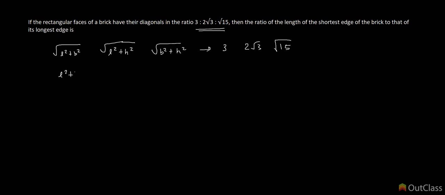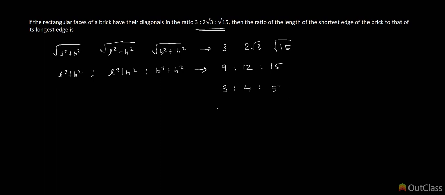So L square plus B square, L square plus H square, and B square plus H square are in the ratio 9 is to 12 is to 15. Let's simplify this to 3 is to 4 is to 5. The question is, how can we get L square plus B square, L square plus H square, and B square plus H square in the ratio 3 is to 4 is to 5?